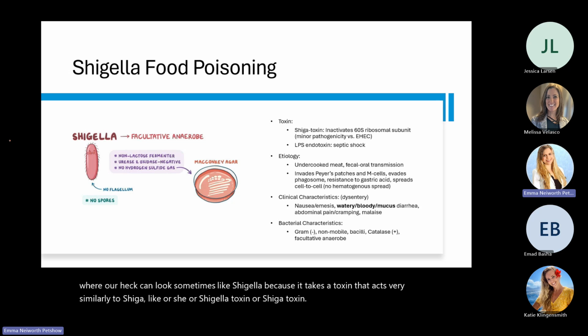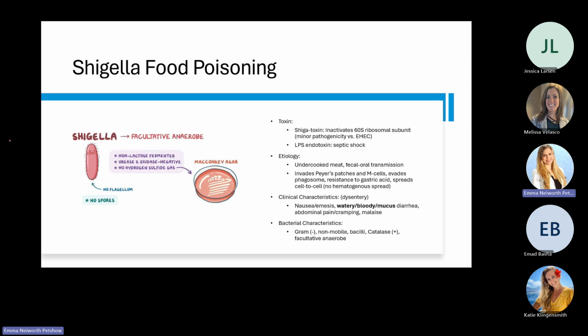So pathologically, Shigella is notable for its ability to invade into our Peyer's patches and our M cells. It then can escape the phagosome, so it can escape macrophages, from phagocytosis. It then can spread from one cell to the next without having to go through the blood. So it really does a good job at evading detection.